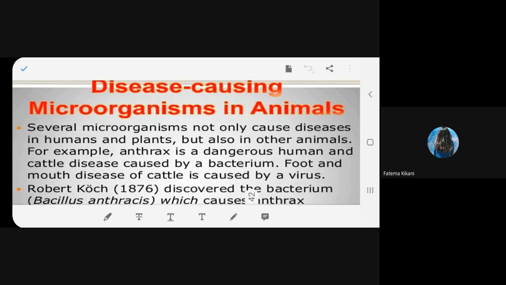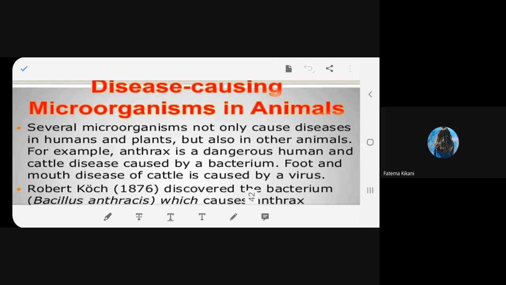Don't break in between. Several microorganisms not only cause diseases in humans and plants, but also in other animals. For example, there's a comma, it is stop. Anthrax is a dangerous human and cattle disease caused by a bacterium. Foot and mouth disease of cattle is caused by a virus. Is it understandable? Yes, ma'am. Don't stop in between the words except when there is a comma or full stop.